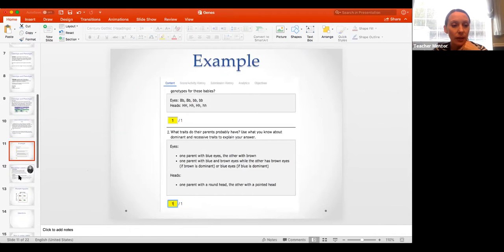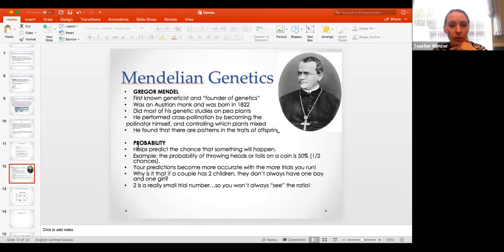Skip over that one here. Just a little background on genetics before we move on here. Where did this all come from? Have you guys ever heard of Gregor Mendel before? Famous scientist.